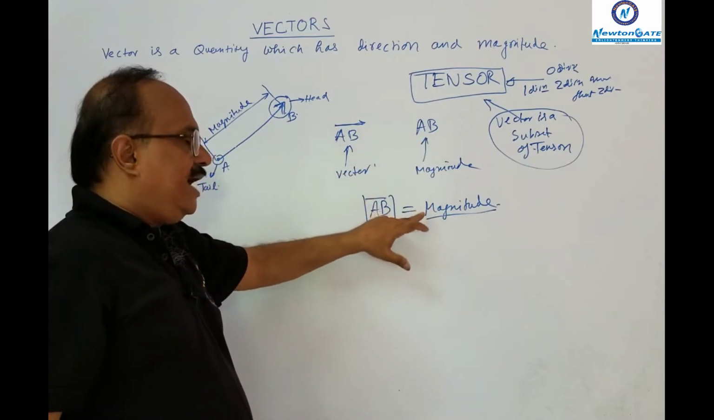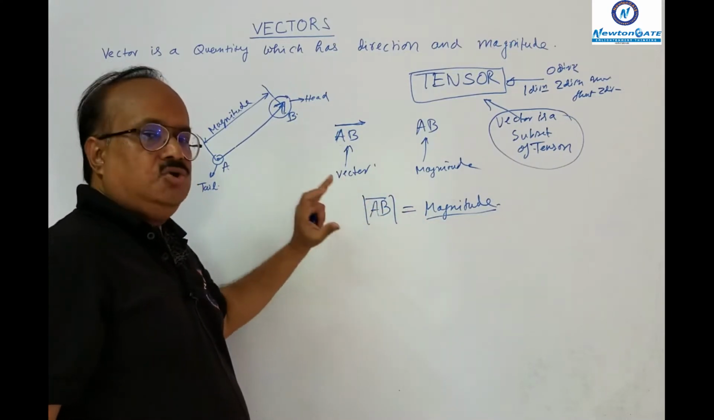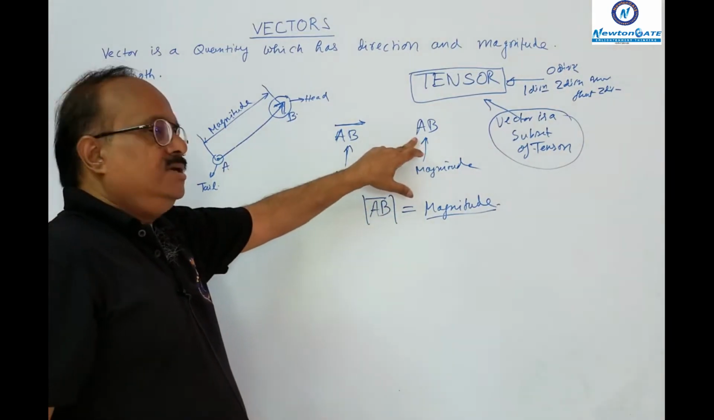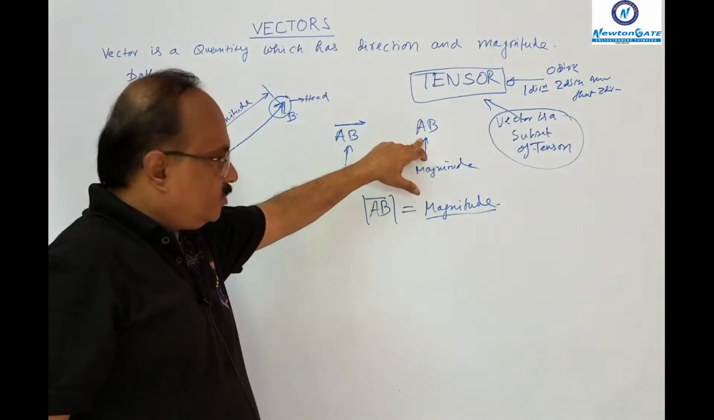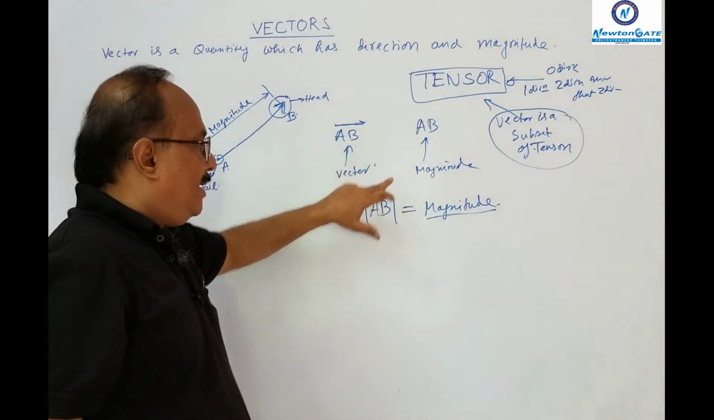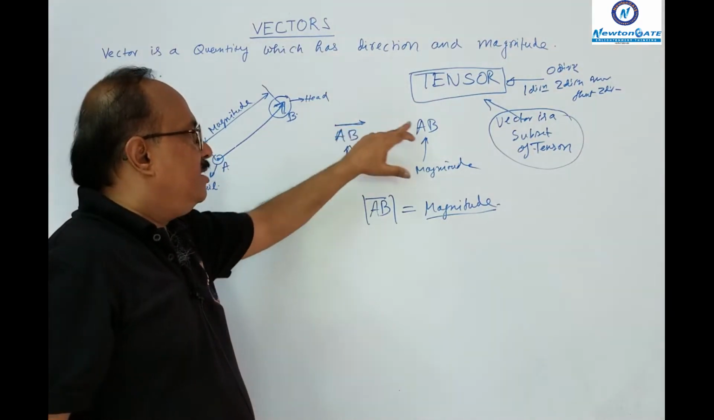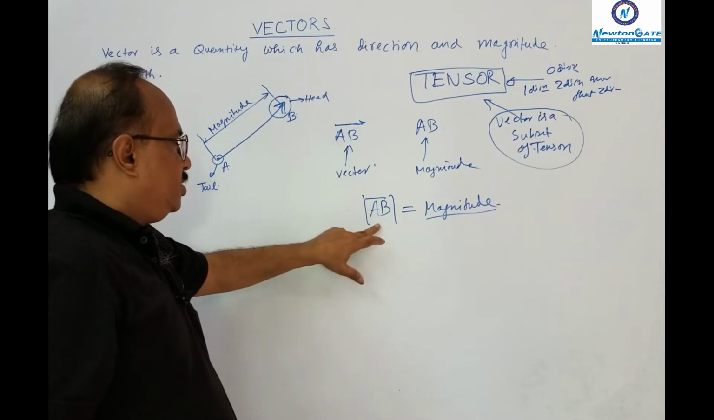But when we write on our hand, please write the magnitude specially this way to confirm 100% that this is a magnitude. If you write it otherwise, it might be a vector, it might be a magnitude, but this is confirmed to be a magnitude, because sometimes we forget to write this bar. We want to write it as a vector, but we forget to write the bar. So this is the magnitude.